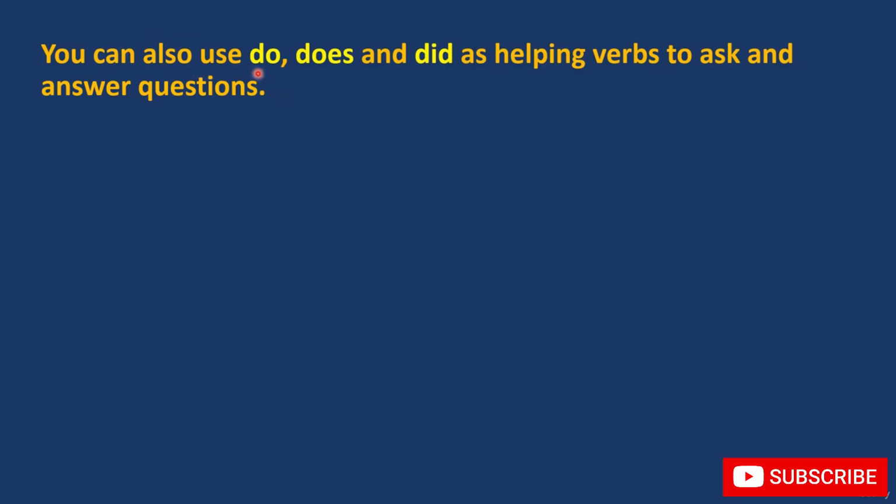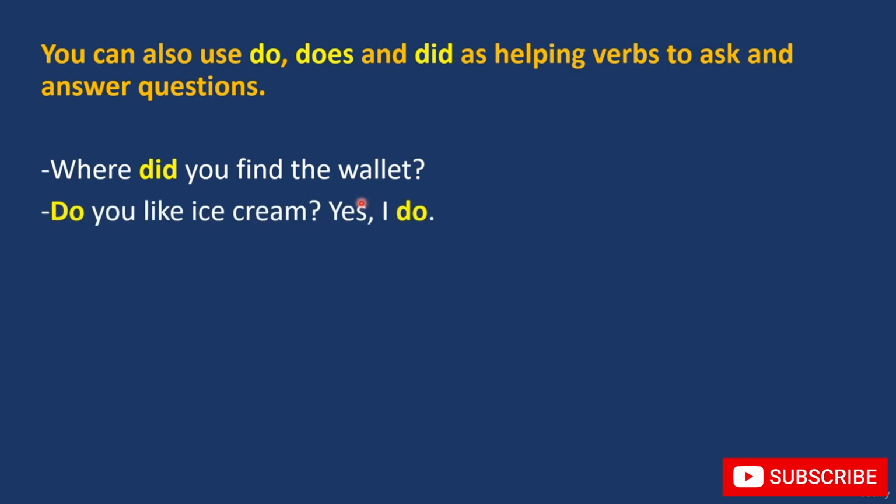You can also use do, does, and did as helping verbs to ask and answer questions. So in the questions, I can use do or does or did when I form a question and also when I answer a question. Where did you find the wallet? I ask you about past action.